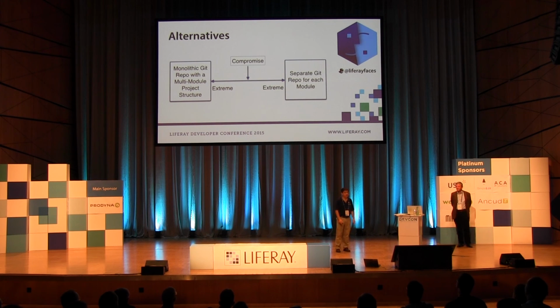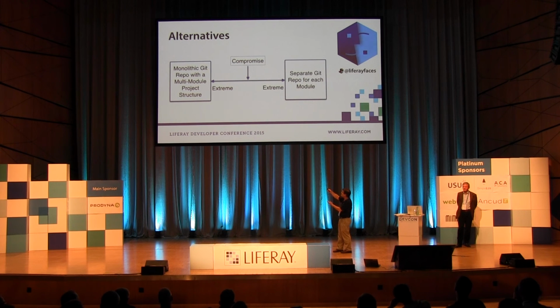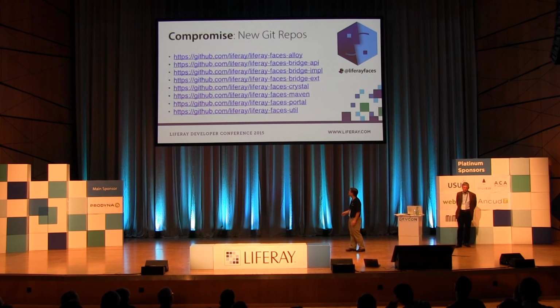So we had a decision to make in order to avoid a long release cycle. On one extreme, we would have a separate Git repo for each and every module so that they could be on independent version schedules. The other extreme would be a single Git repository with a multi-module project structure. So we reached a compromise.